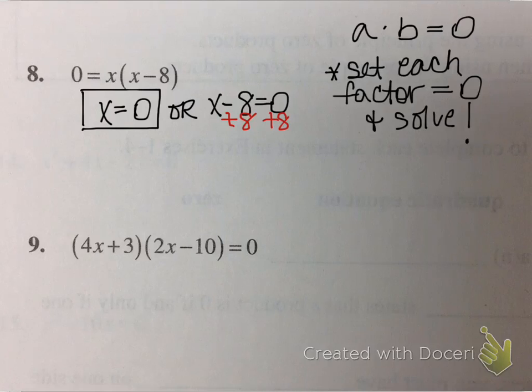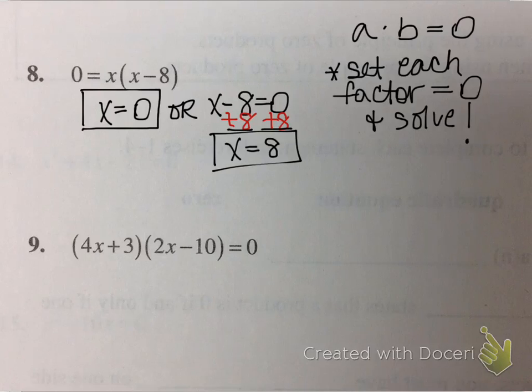Yes, this particular problem has two answers. So either x equals 0 or x equals 8. If I plug in 0 in for x into my original, I'm going to get 0. If I plug 8 into my original, again, I'm going to get 0 because 8 times 8 minus 8, 8 minus 8, 0, which makes the whole thing 0. So there's two answers. So depending on how many factors you have will determine how many answers you have.